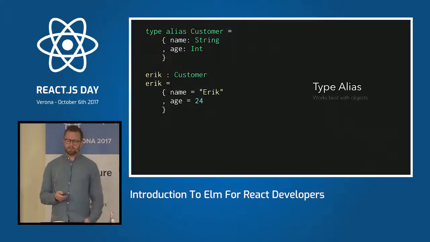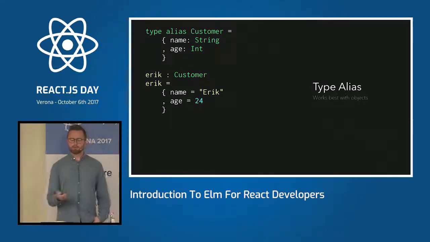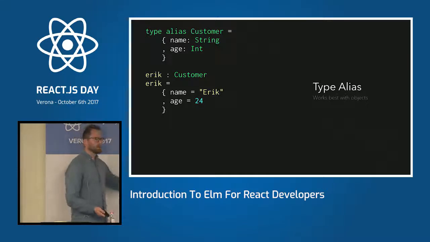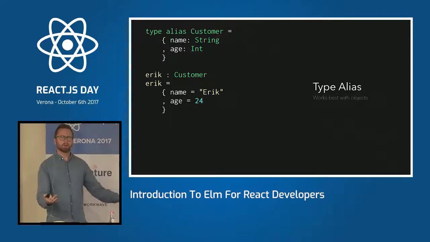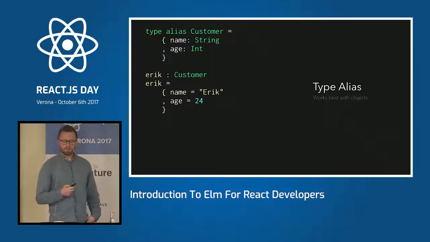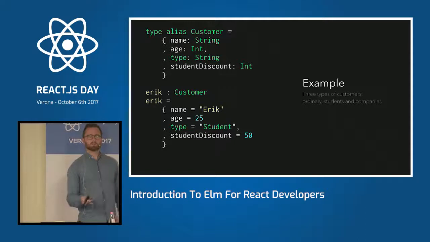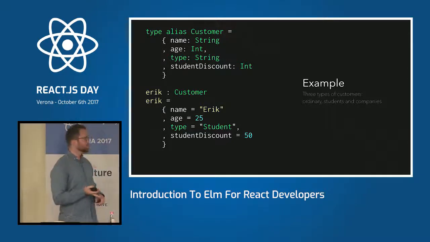So let's say we have a customer type, which is whenever we have an object with this shape. So it's not like a class or a constructor like in Java or C#. Basically it's saying that whenever we have something that looks like this, we might refer to it as a customer. But let's say every customer has a customer type. So we add a type field, and in JavaScript that would probably be a string. So let's say that that type field can be either student, corporate, or just a private customer, a person.